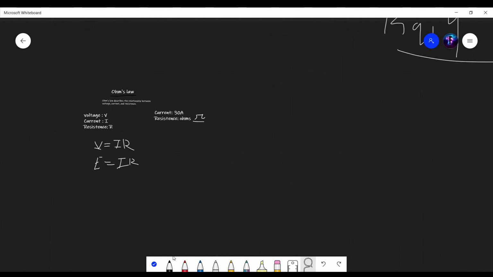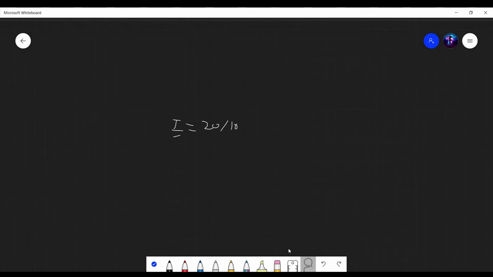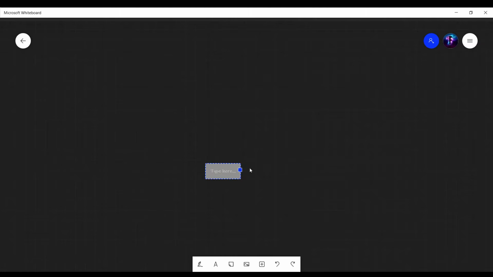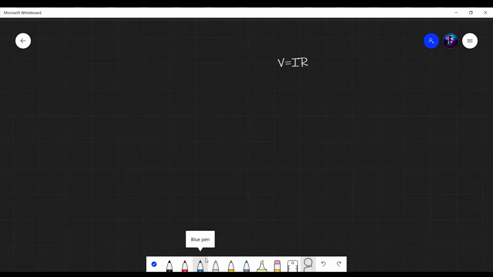So I'm going to move to a new place, about right here. I think that this place is good. Let me delete this. I'm gonna put the formula here if you need it. V equals IR. Okay, V equals IR. I'm gonna draw another circuit.